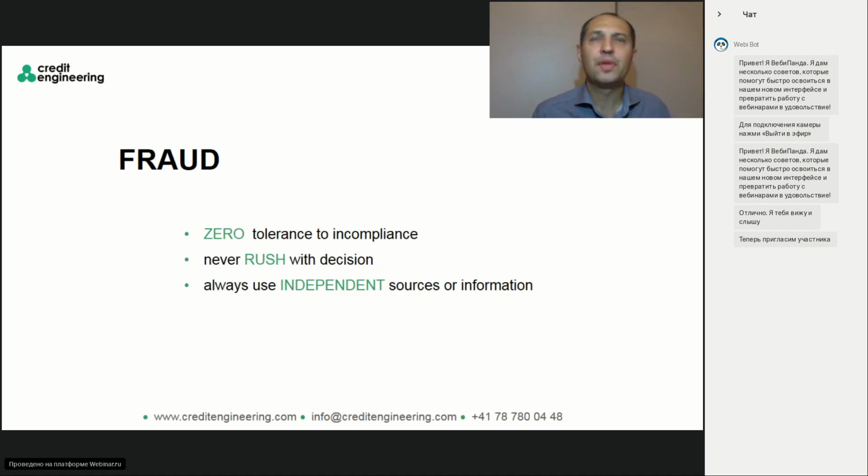Independent sources could be state registers, independent information providers, business reports, whatever you find appropriate. But you have to verify and make sure that if the company declares, say, a company code, this company code should be registered in the state register under this name with that address, and if there is a discrepancy, you ask your counterpart for an explanation.